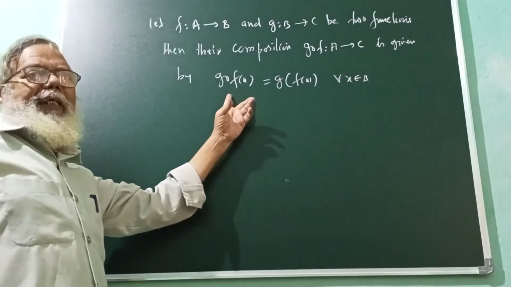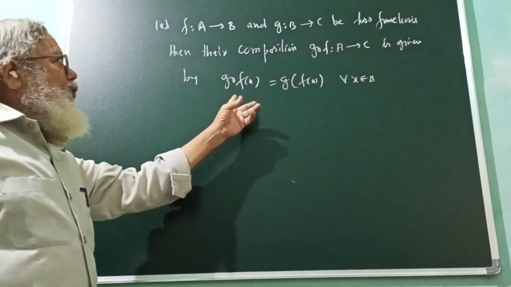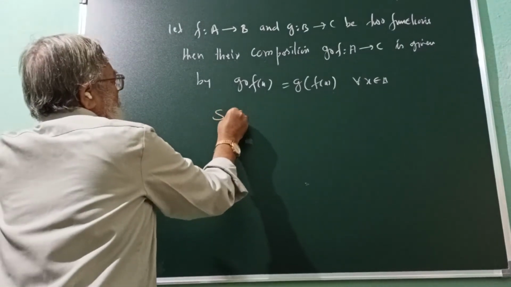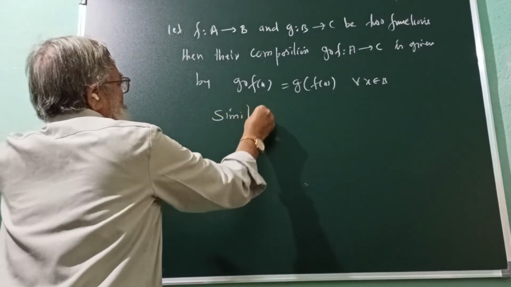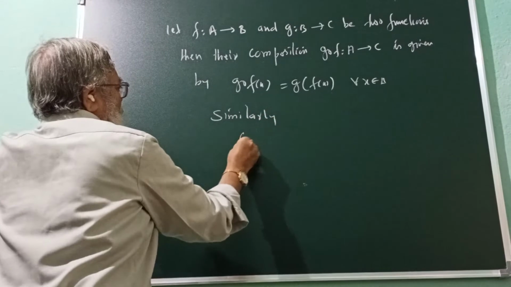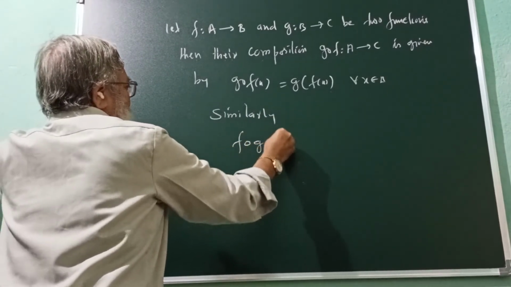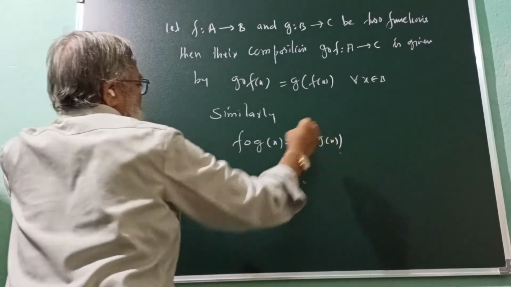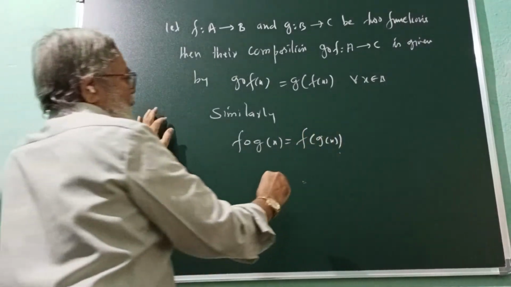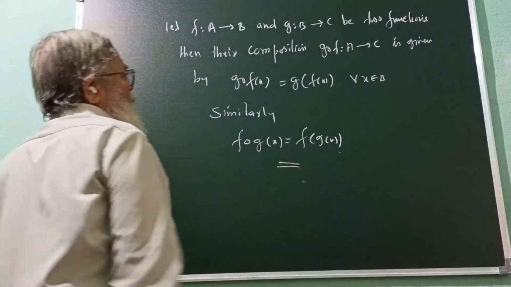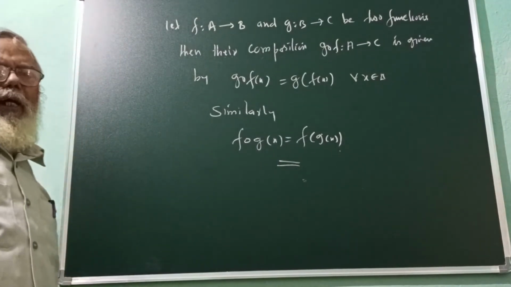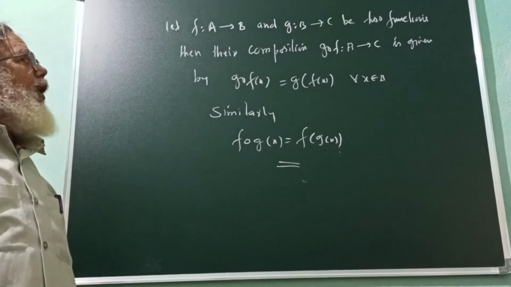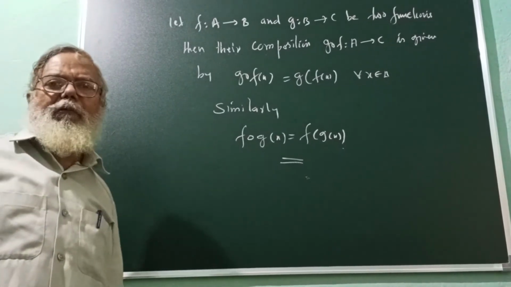Sometimes we also say it as the product of the functions. So g composition f. Similarly, we can define f composition g also. That is, (f composition g)(x) is equal to f of g of x. This is the definition of the composition of two functions. Now let us solve problems based on this composition of functions.